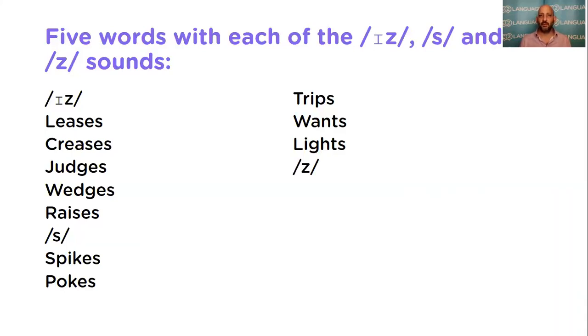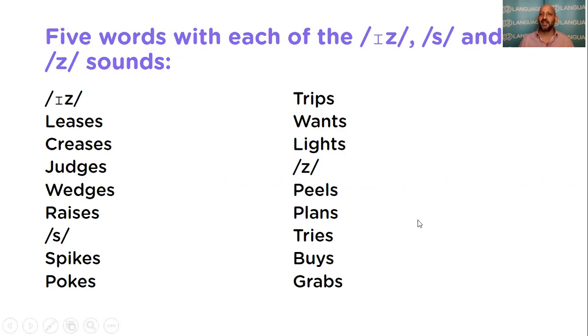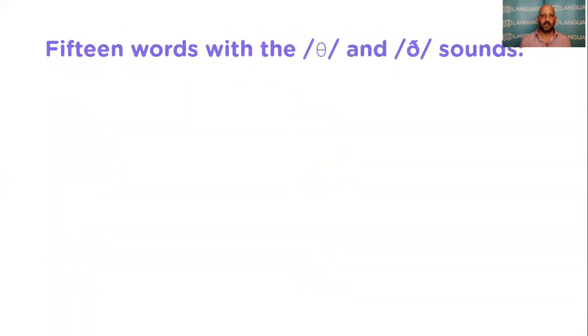And then finally, the voiced z sound: peels, peel the potatoes, plans, tries, buys, and finally, I think that's it actually, grabs. There you go. I thought grabs had gone away. Grab is to snatch. So if you see little children, when they see the table full of sweets and chocolates, they grab the sweets and chocolates. He grabs the chocolate. All right, grab. 15 words now with the th sounds.